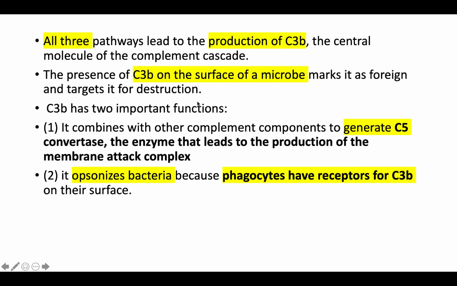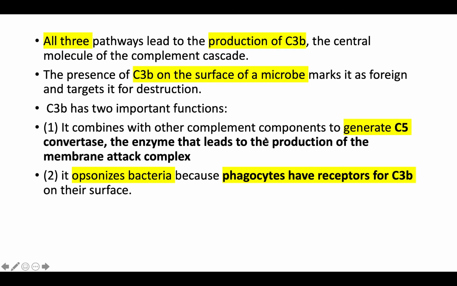This is basically the same as IgG and IgM, right? As they coat cells, the Fc fraction of them is what phagocytes bind to. So that's the same here. C3b has two important functions. The function that we mentioned is the opsonization of bacteria, because the phagocytes have receptors for C3b, much like they have receptors for the Fc fragment of the antibody.